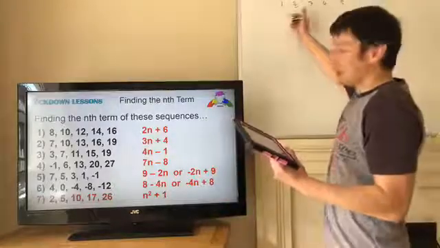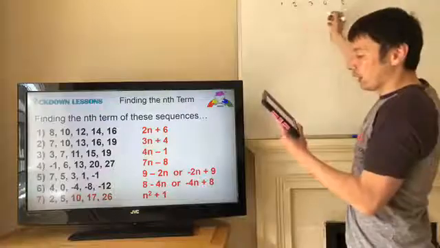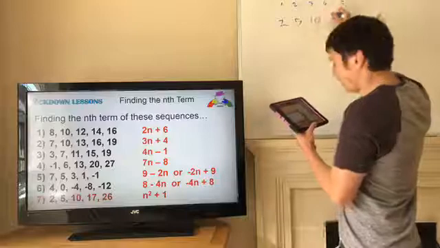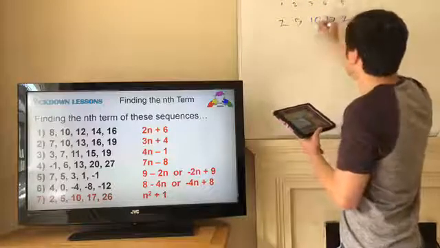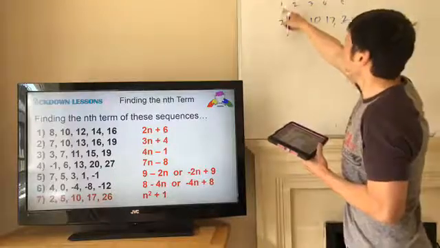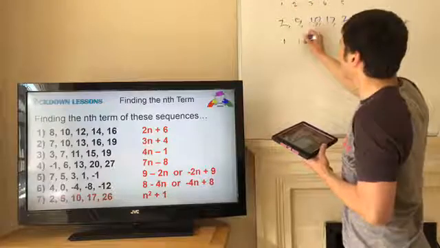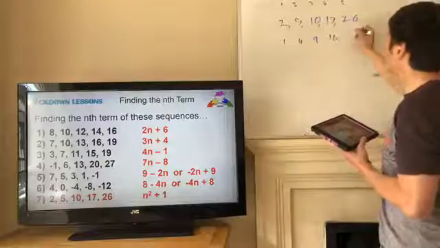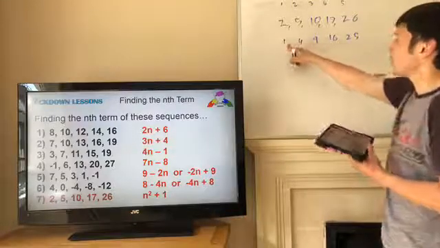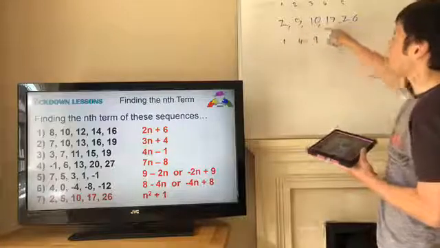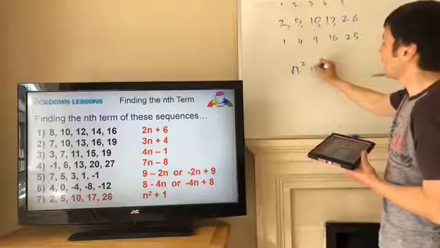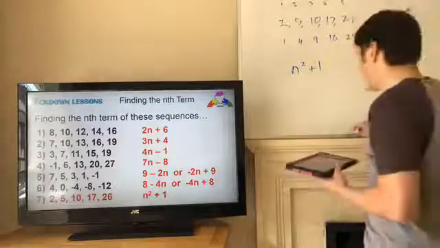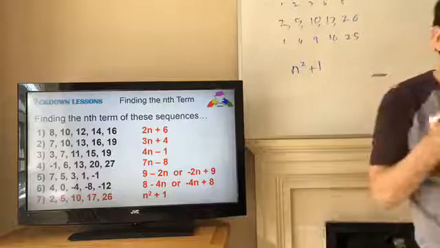Right. Okay. So 1, 2, 3, 4, 5. So this sequence here was 2, 5, 10, 17, 26. So n squared. 1 times 1 will be 1. 2 times 2 will be 4. 3 times 3 will be 9. 4 squared will be 16. 5 squared will be 25. And you should spot, it's not quite there, is it? But we can add 1. So it's n squared plus 1. So I've put a really challenging one in there for the end. Okay? All right.